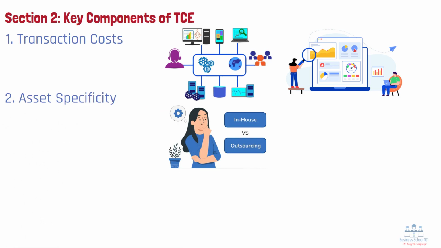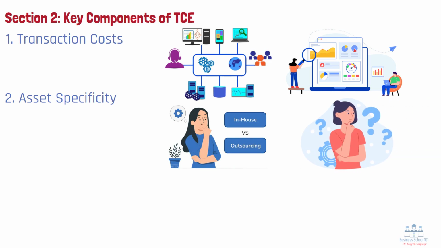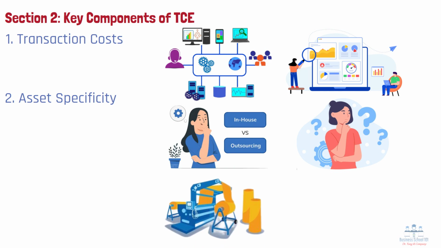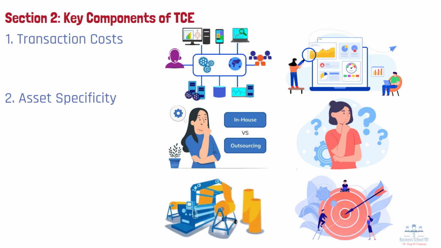Number 2. Asset specificity. Asset specificity refers to how specialized an investment or resource is for a particular transaction. If a resource is highly specialized, for example, custom machinery for a specific product, it may be more cost-effective to keep the transaction in-house to avoid dependency on an external party. Conversely, if the resource is general purpose, outsourcing may make more sense.